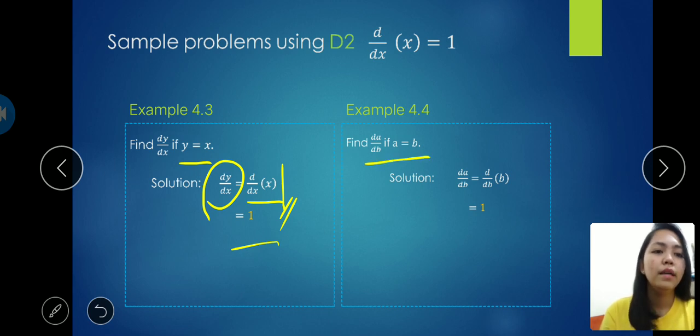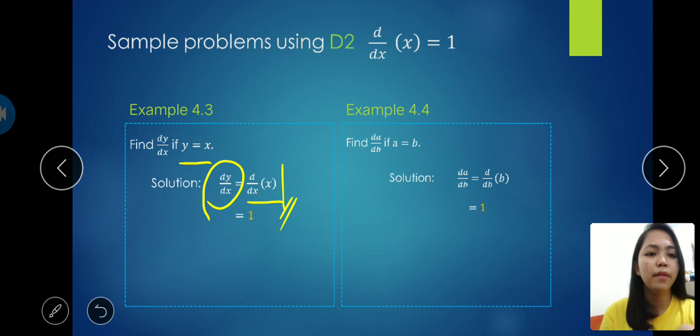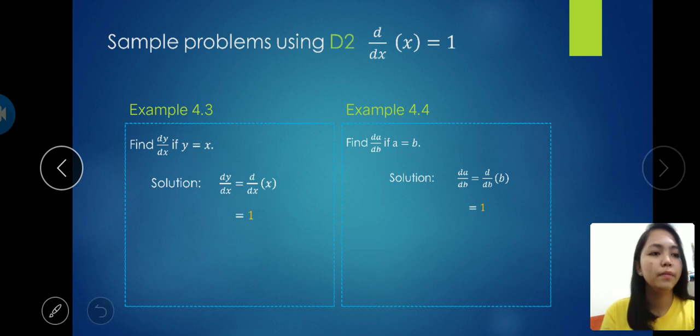So, how about this one naman? Ito naman yung function ni A in terms ni B. So, let's say we have to find the derivative of A in terms or with respect to B. Ang mangyayari, the derivative of B with respect to B is also equal to 1. So, I hope nakuha niyo yung concept.